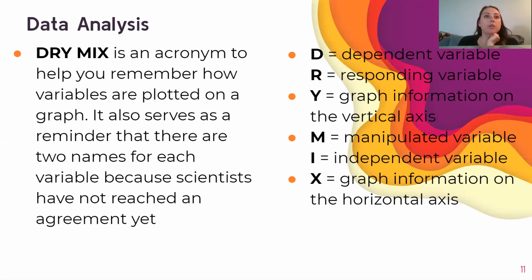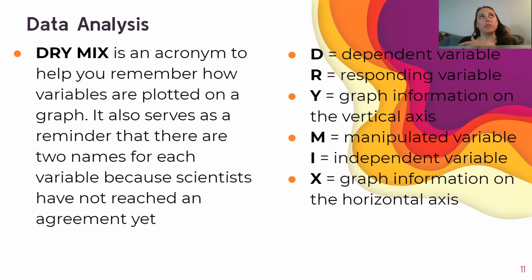It serves as a reminder that there are 2 names for each variable, because the scientists can't get together as a group and can't agree, okay? So we have the DRY is dependent variable. We also call this the responding variable. Remember that dependent is what changes as a result of me. So how high did the plants grow? How long did it take for something to show adverse effects? So that's the dependent variable. It's also called the responding variable, and it goes on the y-axis.